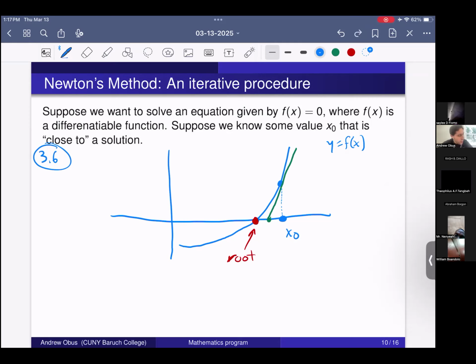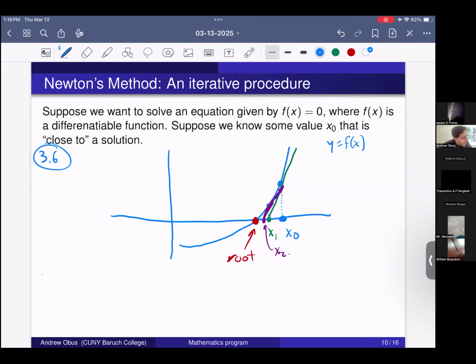I'm sorry, I want to draw that in green. So this is going to be called x1. Okay, this is x1. And now, what do I want to do again? Well, again, I can go up from x1 to the graph, and then I can draw the tangent line to the graph there. Let me put this in a new color. I'll put it in purple. So I can draw the tangent line to the graph again. Right? And this should give me some even closer point, which I'm going to call x2.